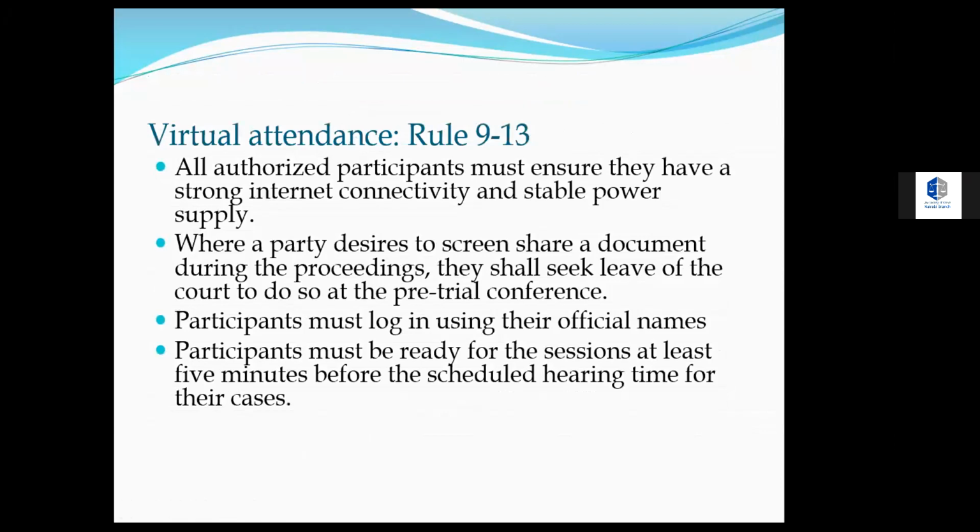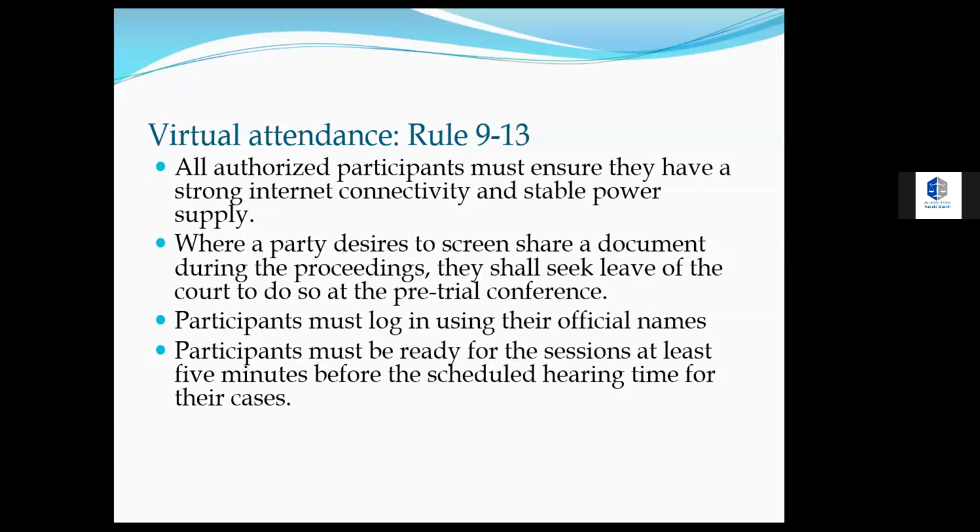Next slide, thank you. So Rules 9 to 13 speak to virtual attendance. Authorized participants need strong internet connectivity and stable power supply. I will just run through these areas because I am aware that my brother, Justice Mabeya, will be taking us through this in detail. And where a party desires to screen share a document during the proceedings, we thought that it would be important for them to seek the leave of the court to do so at the pre-trial conference. The informing factor for this rule is that you do not want to stall a hearing because the parties did not deal with this issue during the pre-trial.